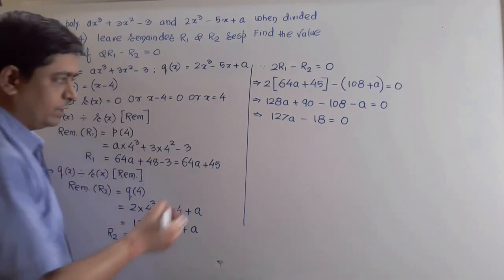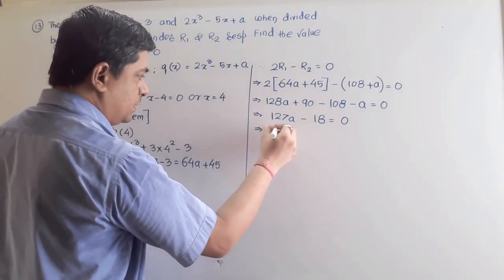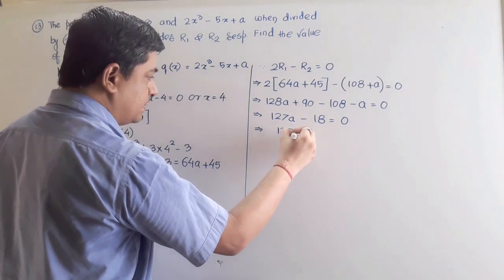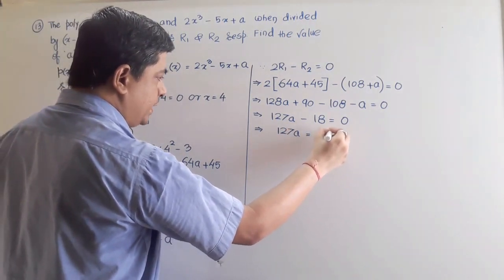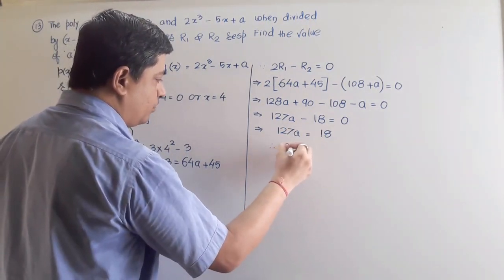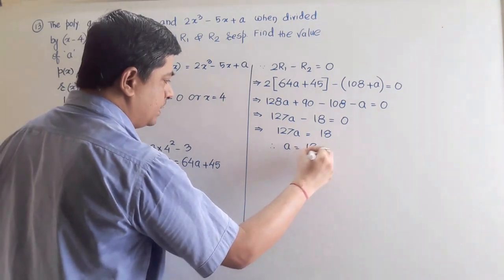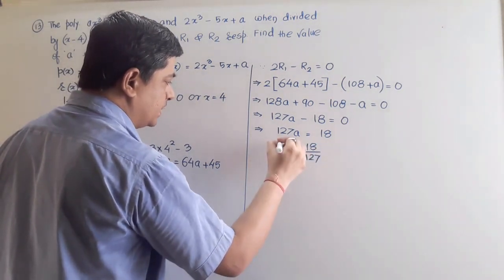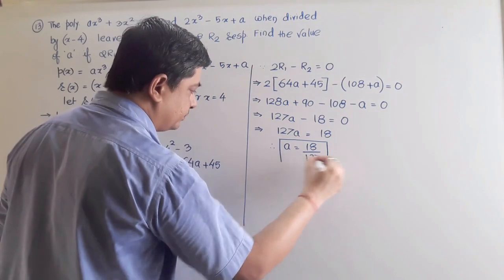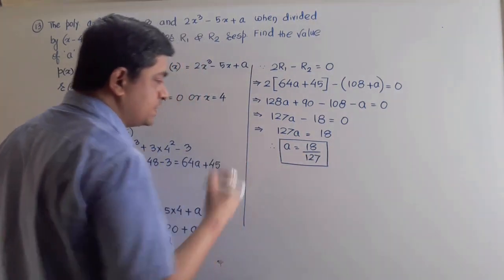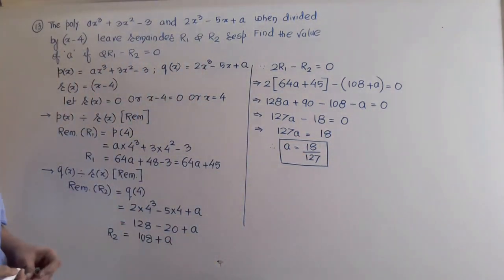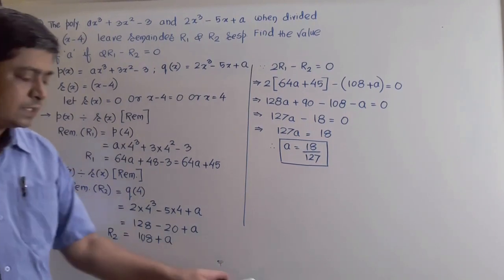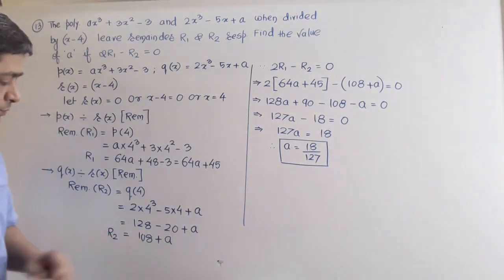Minus of 18 we can send to that side. So 127a will be equal to 18. Therefore, the value of a will be 18 upon 127. This is your answer. That 127 was in multiplication, so it came in the denominator. So this is the first question. Today we have finished. Let us see now the next question.